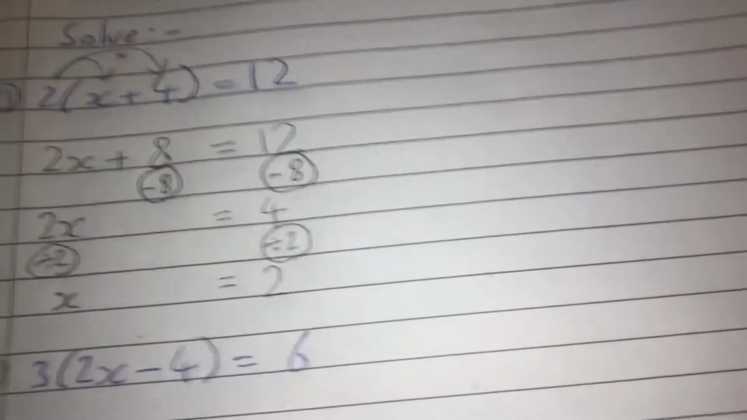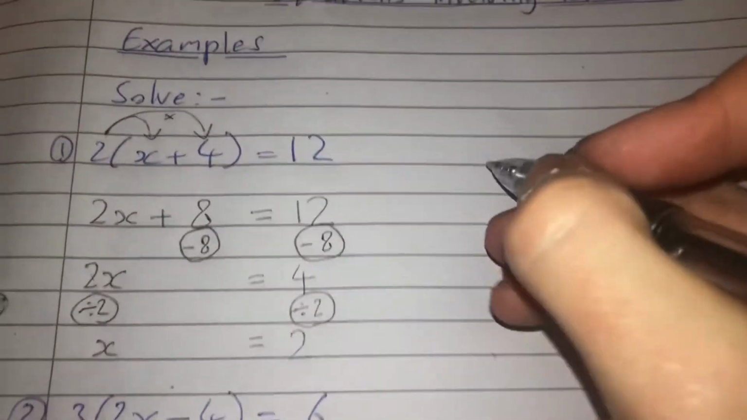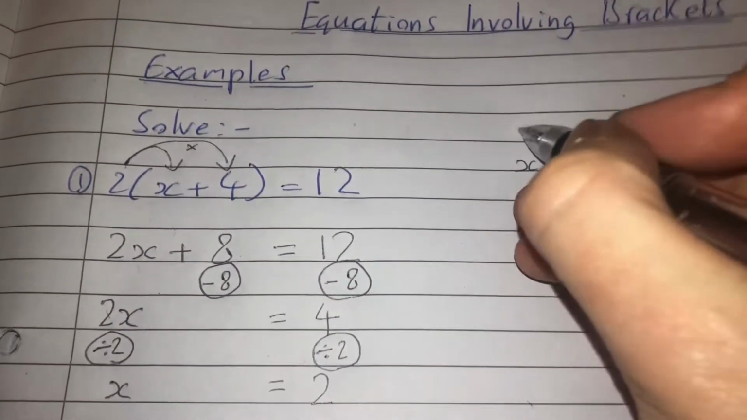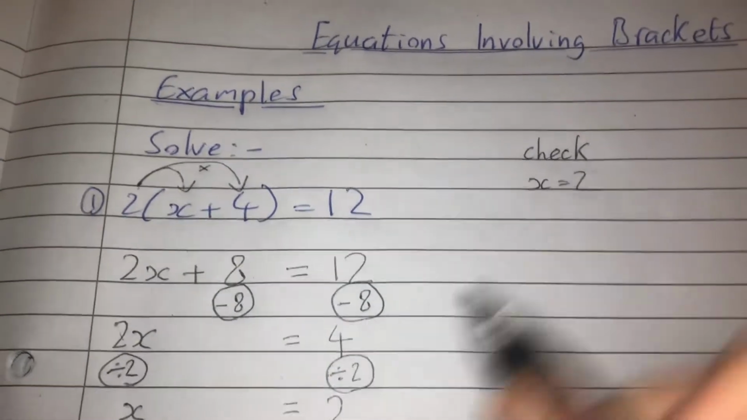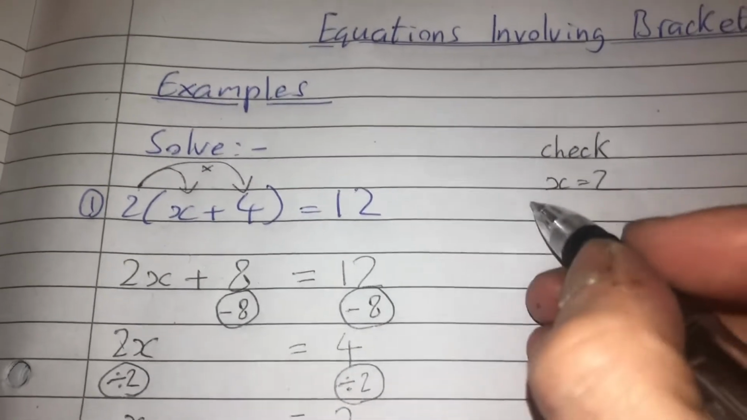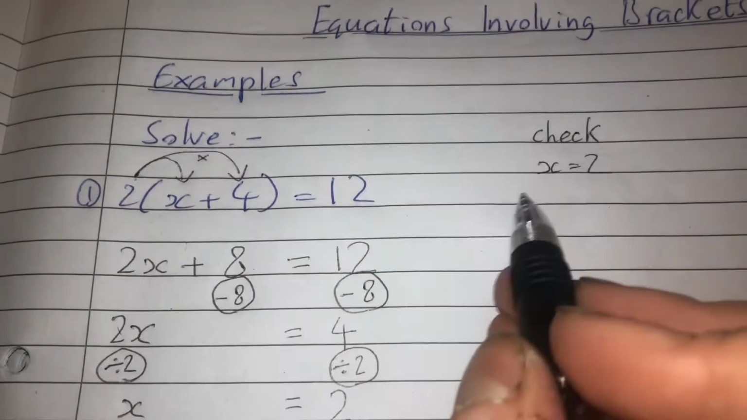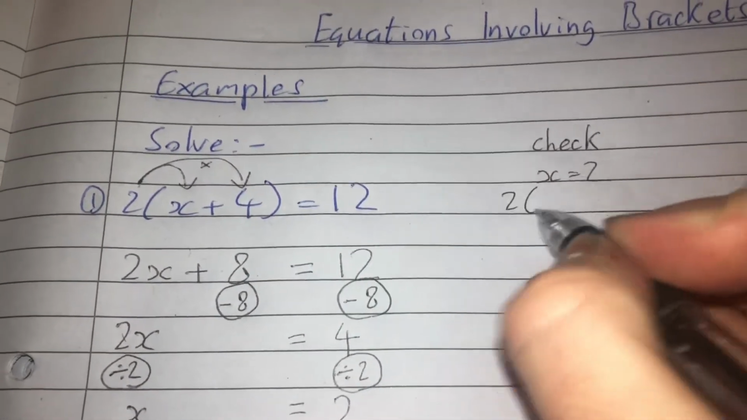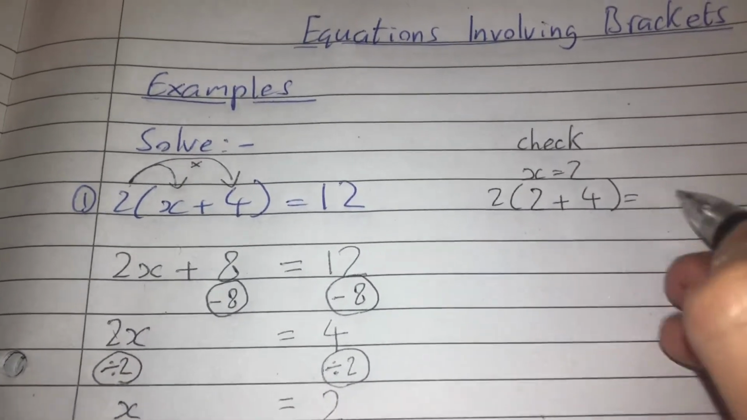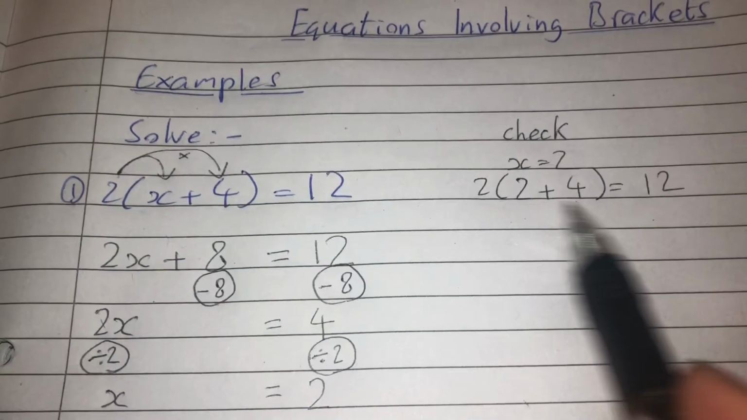Now again, what I advise is that we always check our answer. So x equals 2. I can check my answer by substituting back into the original equation. If I replace x with 2, I end up with 2 times (2 plus 4) equals 12. So this should make sense.